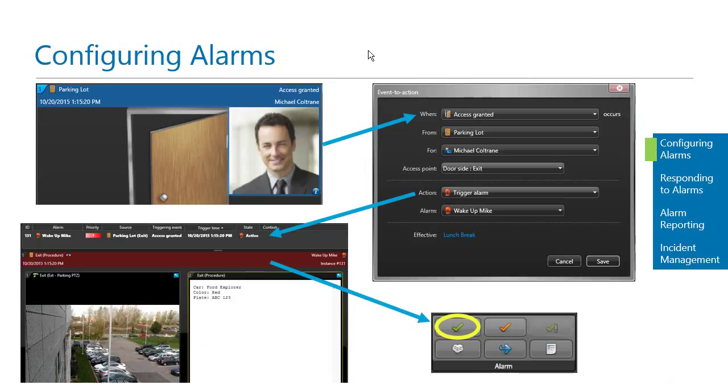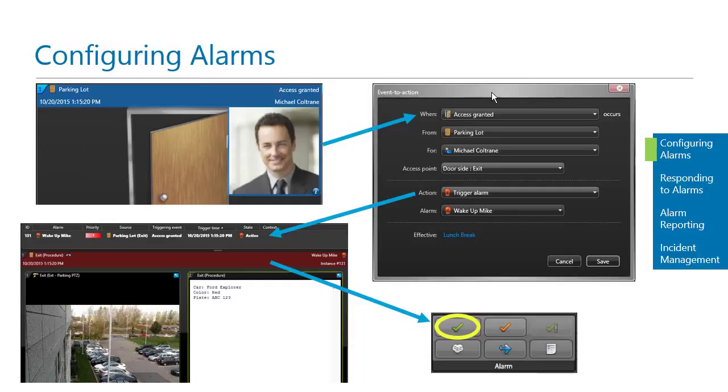Just to show you that in more detail, this is again the Mike example here, how that would actually be set up on the system, so to give you an idea of how it would work. So here we've got a monitoring tile, and we get an access granted event. It's through the parking lot door, and it's from Mike.